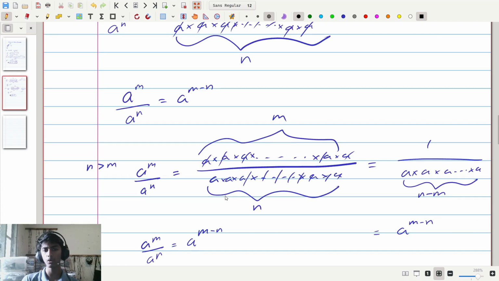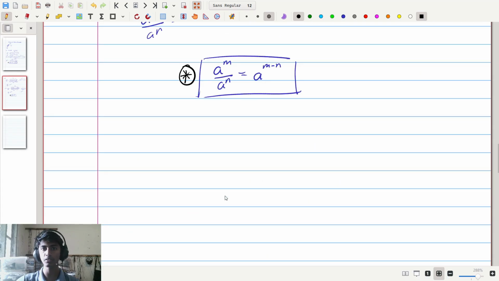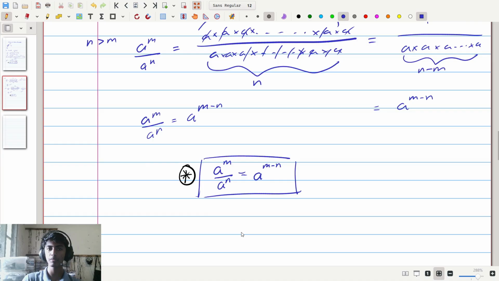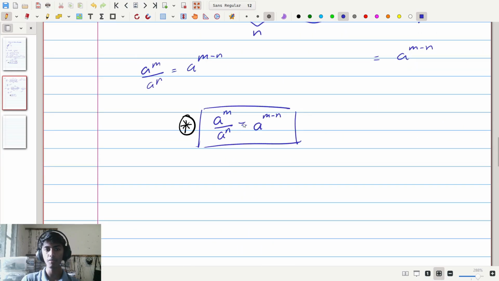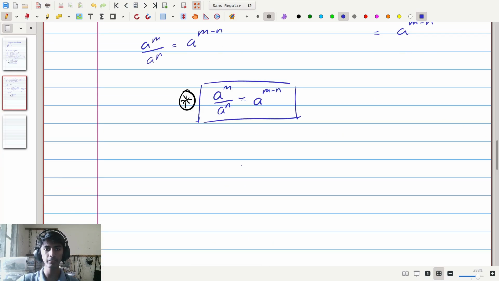There's also another thing I want to talk about, the zero index. What does it mean to have a zero index? So we can think of it like this. From our division rule, we have that a to the m divided by a to the n is a to the m minus n. Consider a to the 0. A to the 0 can be written as a to the n minus n for some n. We just found what a to the m minus n is, and that is a to the m divided by a to the n. So therefore we could also think of this as a to the n divided by a to the n.